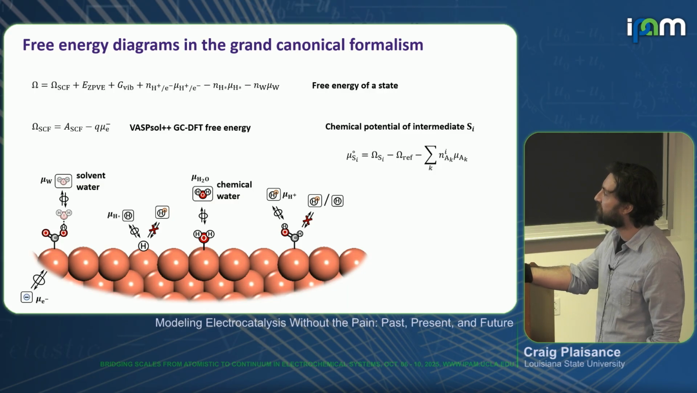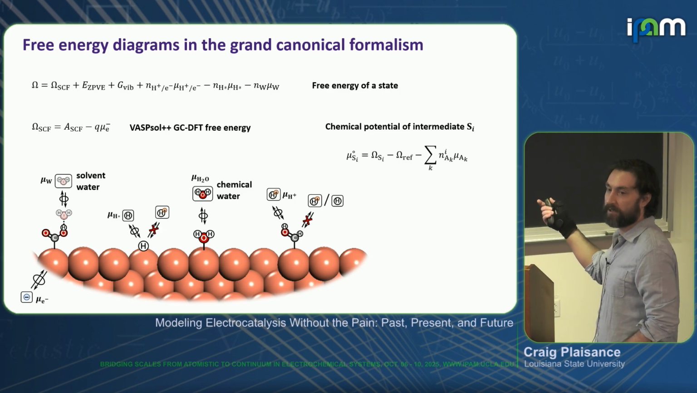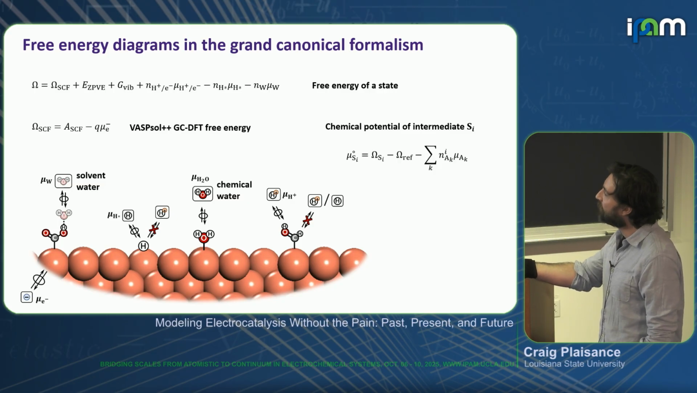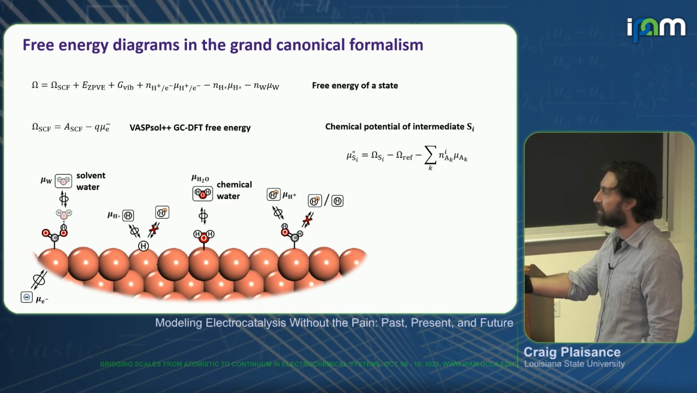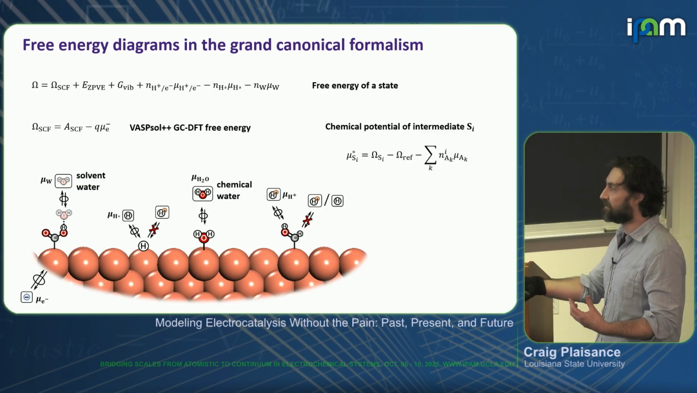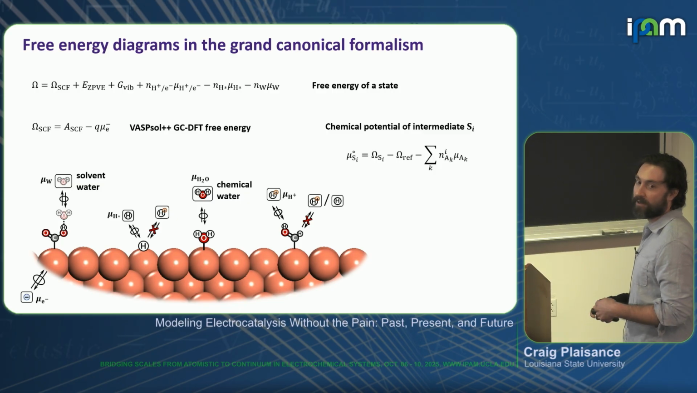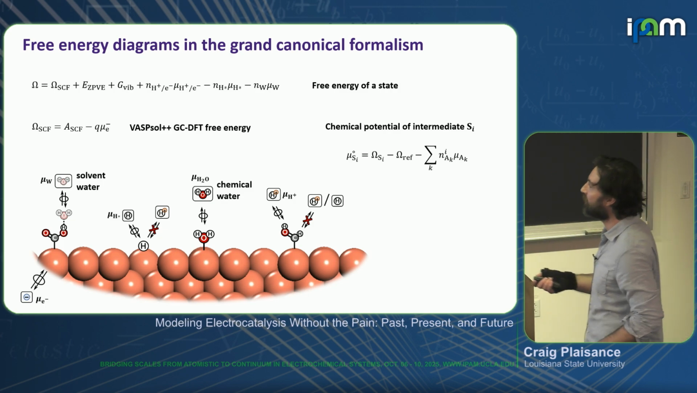Then we have these terms, this one should have been a minus, that account for adding and removing water, adsorbed hydrogen, and protons and electrons out of the system, coupled protons and electrons. The electrons themselves are contained in this omega SCF term because this comes from VASP. It already subtracts the number of electrons by means of just the net charge in the system. And you see if you add these together, you end up getting all the individual pieces that I laid out in the previous slide.